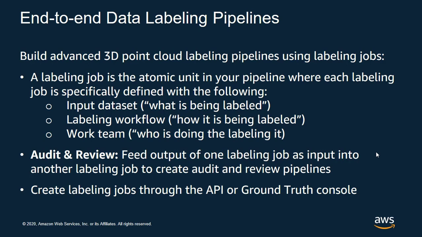So each labeling job is essentially scoped to these three components, but then you can have multiple labeling jobs, right? And one labeling job can feed into another, where, say, one labeling job is a first pass, and the output of the first pass is sent into the second labeling job as input. And from there, you can have an audit or a review performed, right? So you can create these intricate pipelines to build your end-to-end data labeling pipelines.